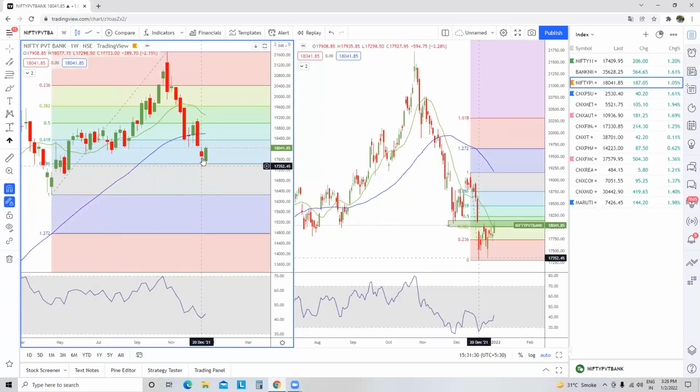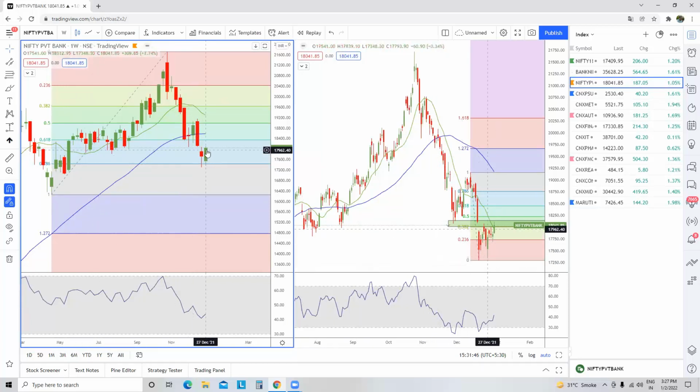And you can see once again a hammer. We saw it in Nifty futures, we saw it in Bank Nifty futures, and now this is the third index, which is the private banks. And we can see a hammer which has been made at the 78.6% Fibonacci retracement.